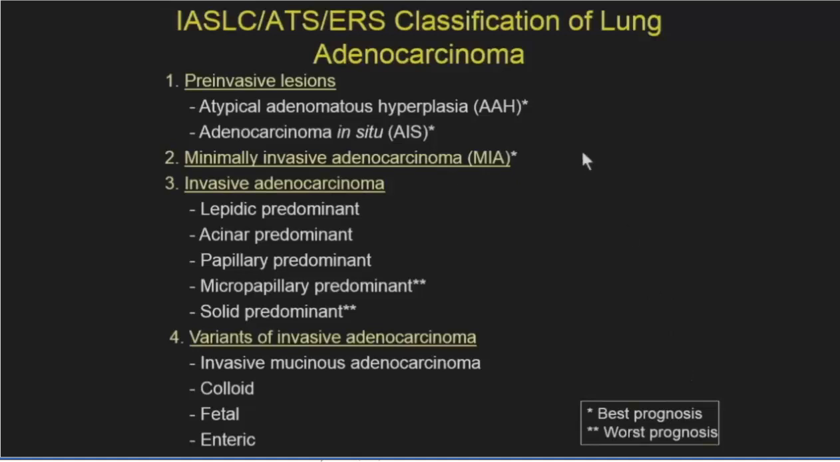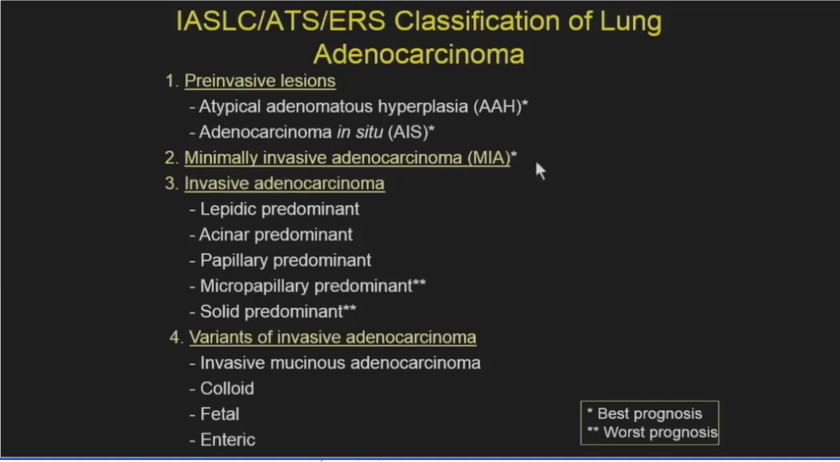So in 2011, a multidisciplinary group from the International Association for the Study of Lung Cancer, the American Thoracic Society, and the European Respiratory Society presented a new classification for lung adenocarcinoma. And that divides the tumors into 4 major groups. One is the pre-invasive lesions, including atypical adenomatous hyperplasia and adenocarcinoma in situ. Then the next group is minimally invasive adenocarcinoma.